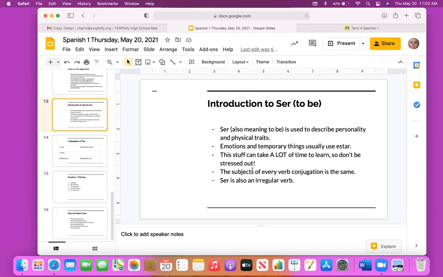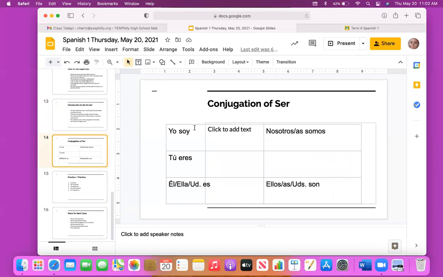And like I said, the subjects of every verb conjugation are the same. So you always have yo, tú, él, ella, usted, nosotros, ellos. They're going to be the same for every verb, exactly the same as estar. And ser is also an irregular verb. So it's just one of those things that you kind of have to know or get, or you will learn it.